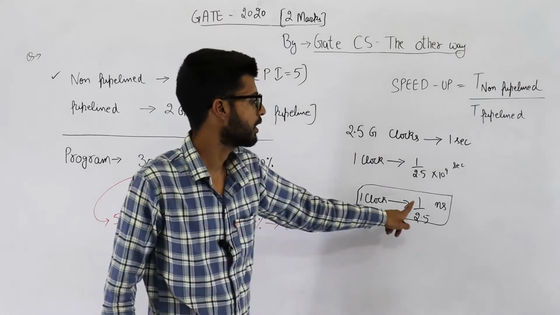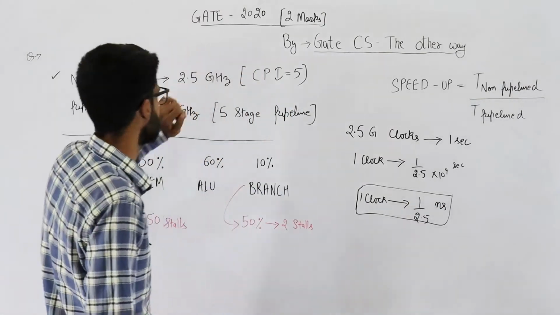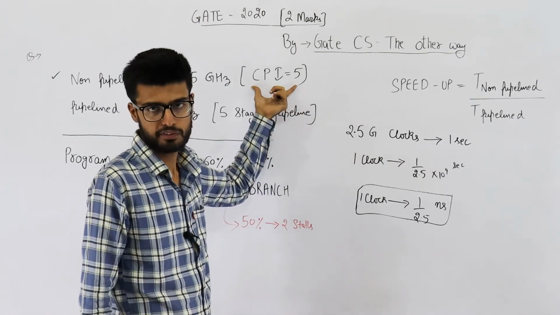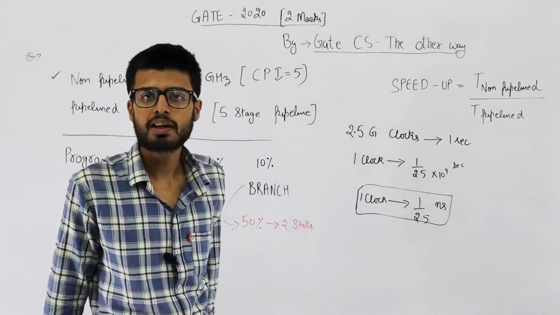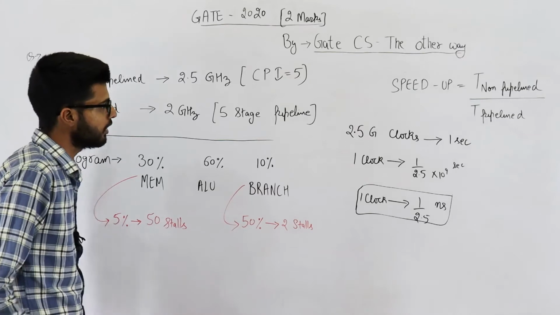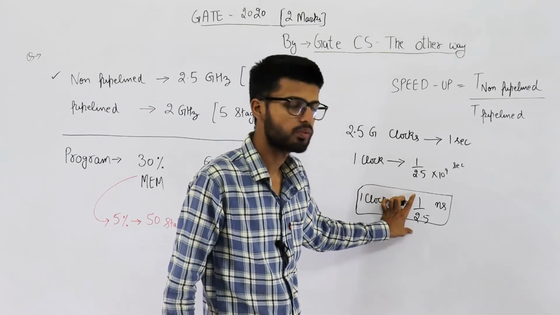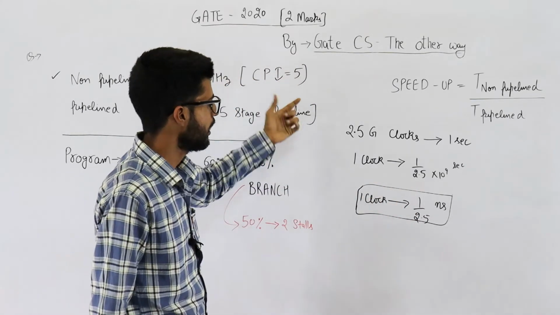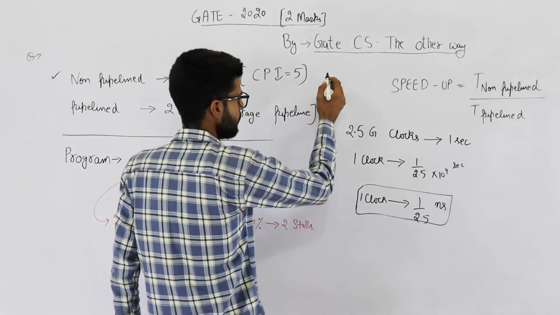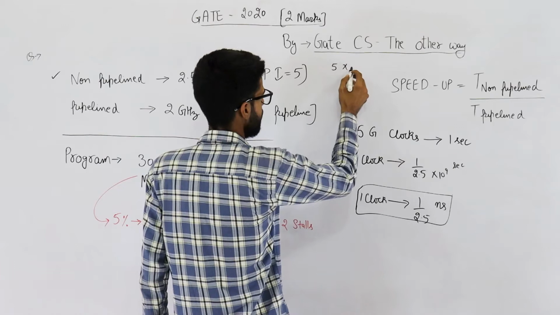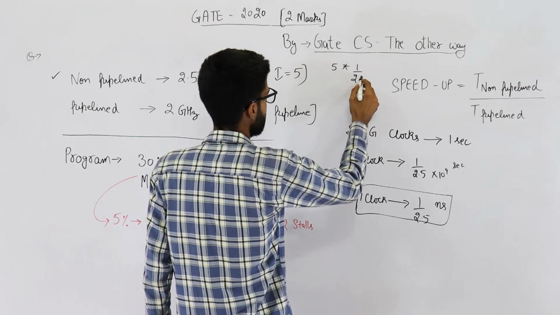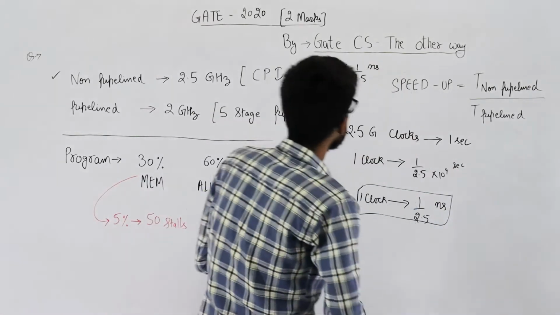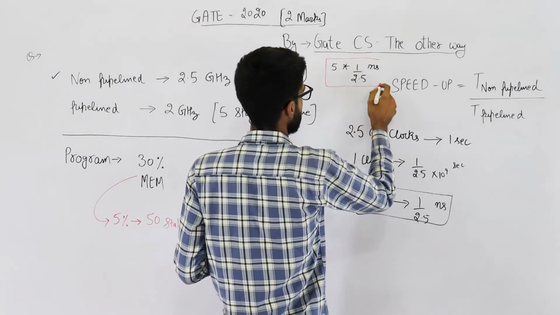1 clock requires 1 upon 2.5 nanoseconds for this processor. Now, one instruction requires 5 such clocks. What is the total time taken by one instruction on this processor? It will be 5 times 1 upon 2.5 nanoseconds, because one instruction needs 5 clocks and 1 clock needs this much time. So time taken by one instruction is going to be 5 into 1 upon 2.5 nanoseconds. Just remember this. This is the time taken by one instruction.